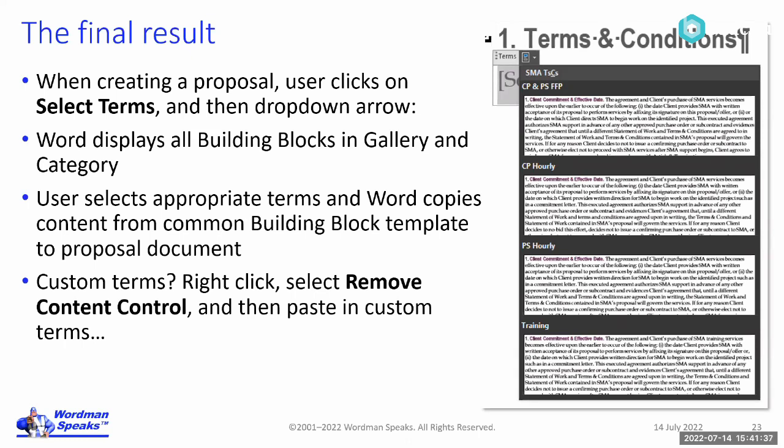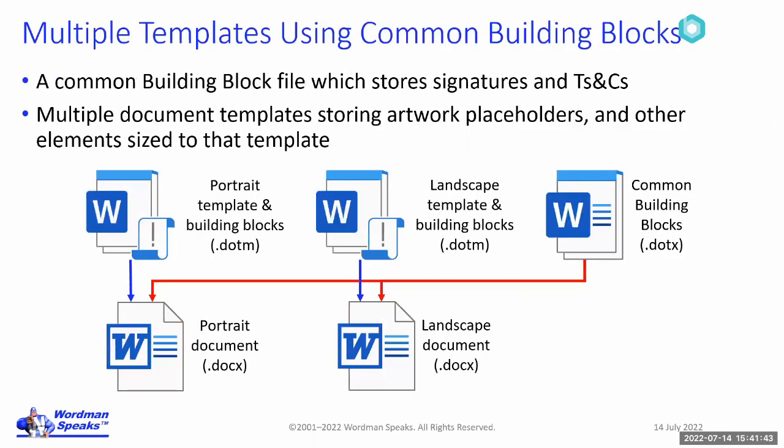Okay, so let's look at the situation we have now. For example, where do all things come from? We have a common building block file, which has our terms and conditions in, it has the sales signatures. And that is the one you'll see on the right-hand side at the top. It says common building blocks .x file, okay?